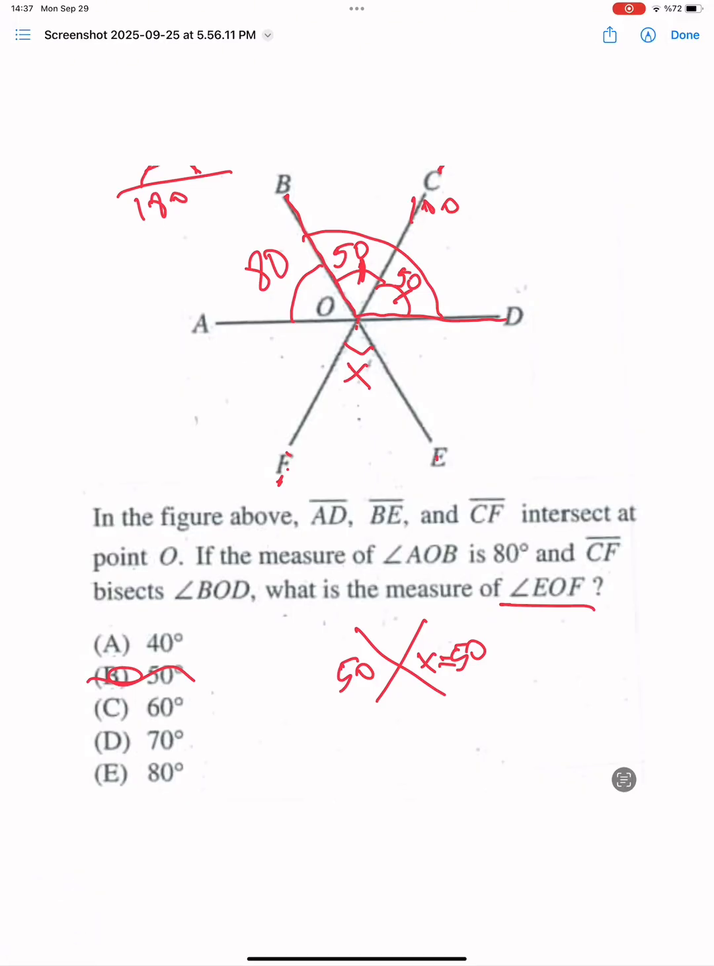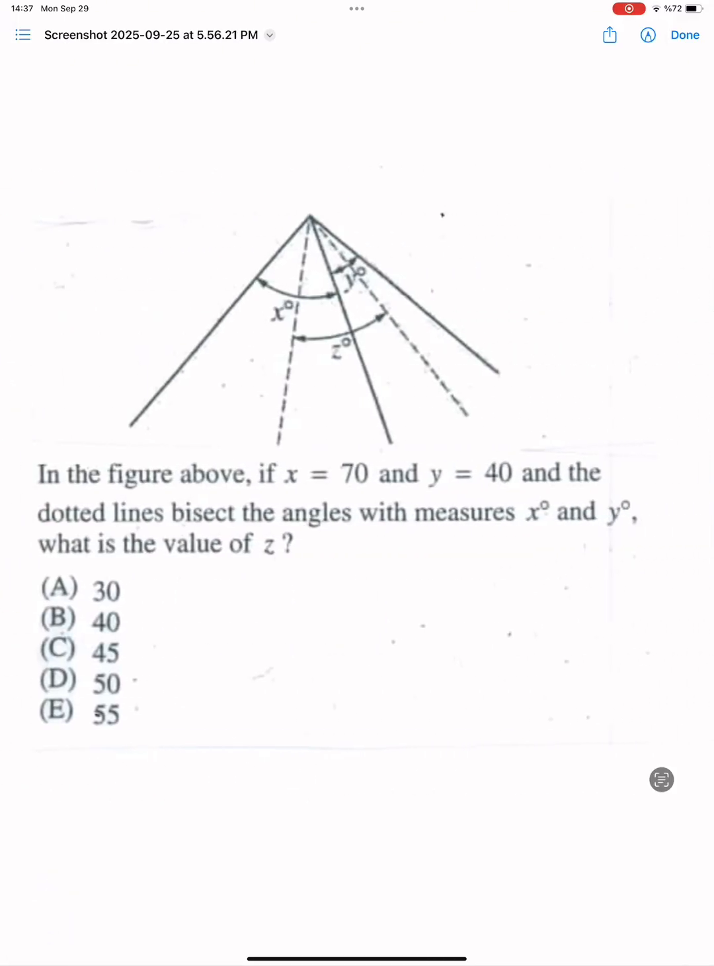Next question. X is 70, y is 40, and the dotted lines, these dotted lines, bisect the angles with measures x and y. Then what's the value z? Alright, it's not that difficult.